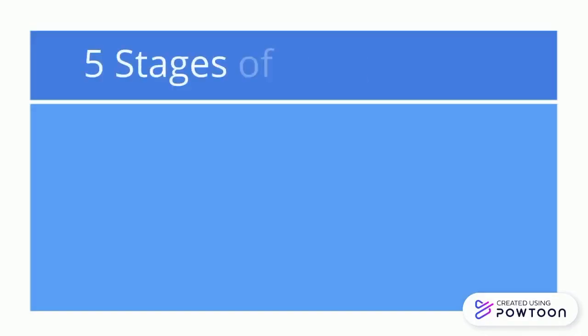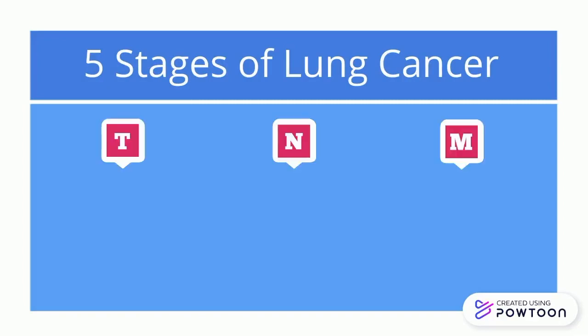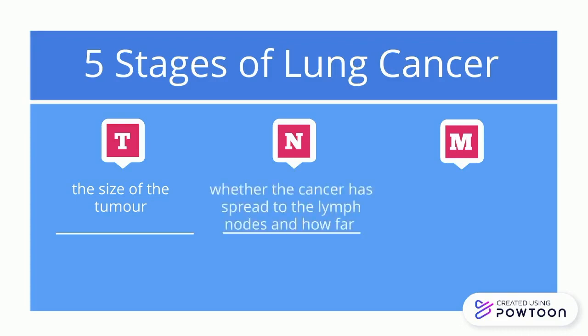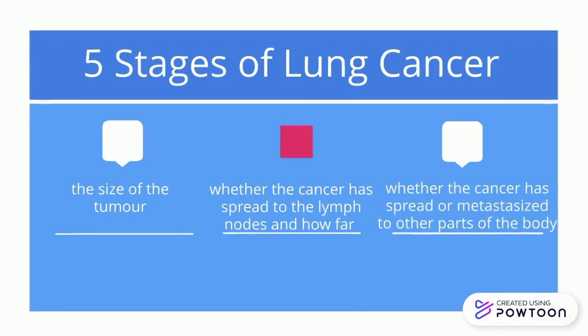BAC, or adenocarcinoma, has 5 stages, and this describes the extent of the cancer. It is based on the TNM scores, T standing for the size of the tumor, N whether the cancer has spread to the lymph nodes and how far, and M whether the cancer has spread or metastasized to other parts of the body. Depending on the TNM scores, BAC or adenocarcinoma can then fall into 5 different stages.